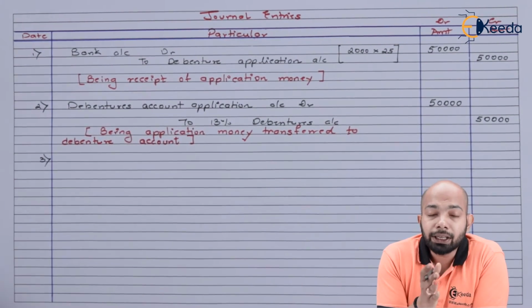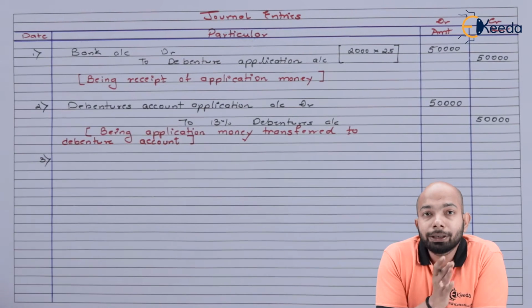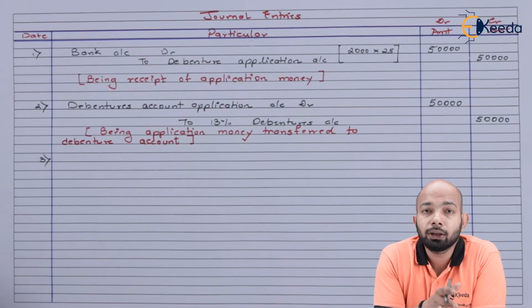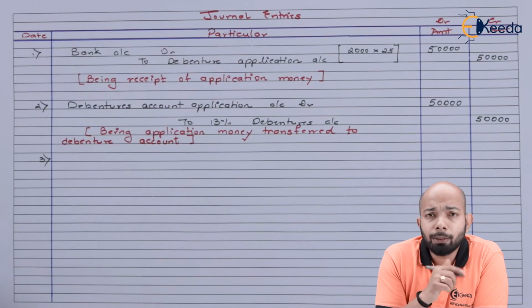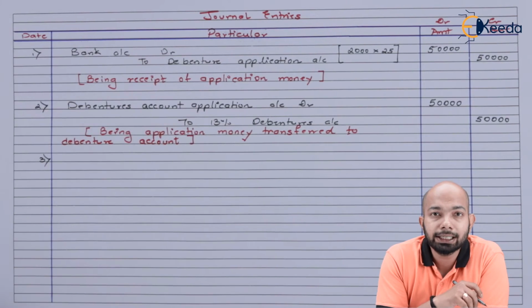Now, the next entry will be allotment due. Here, allotment includes premium, hence we'll be debiting, or rather we'll be crediting, the premium account as well. So let's start with the allotment entry now.